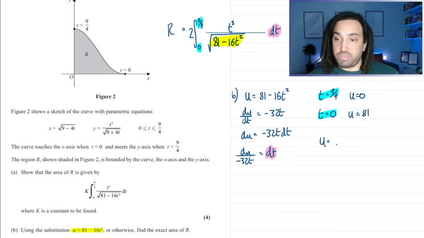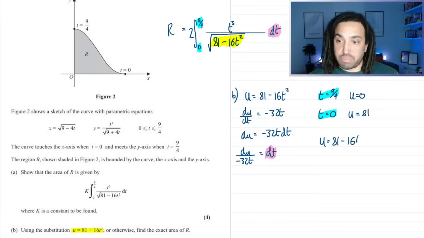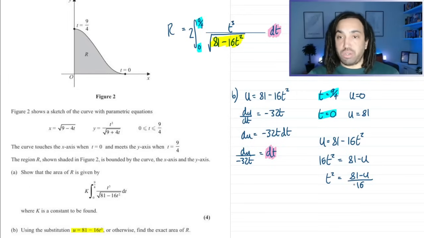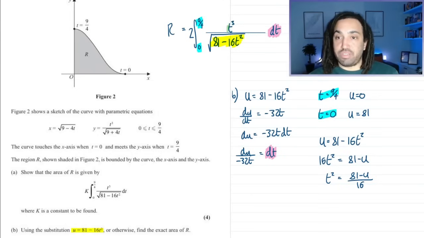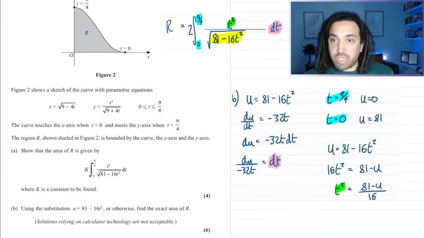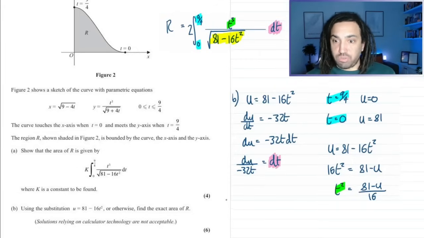But if I take the u substitution and just rearrange it, this gives me 16t squared is equal to 81 minus u. So therefore t squared is equal to 81 minus u over 16. And I think that will be enough, because I think we've got this over t here, which is going to cancel this one down to a squared, and then we could just sub it in for this. So I think this will have this covered when we actually do our substitution. Okay, so we are ready to transform this integral.